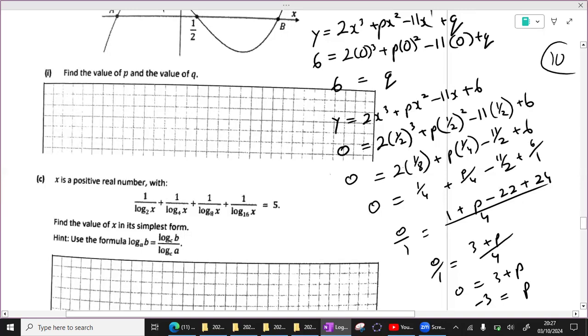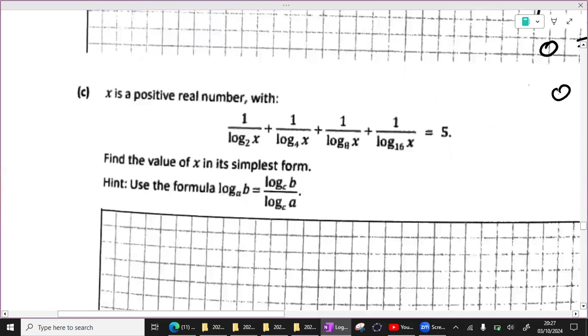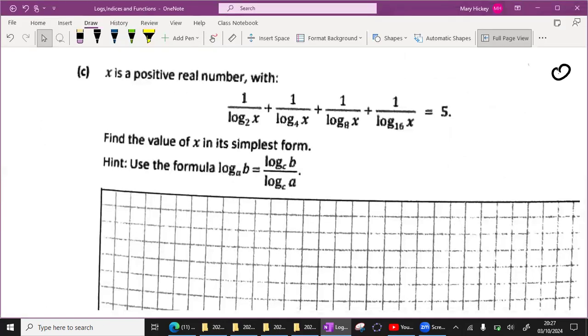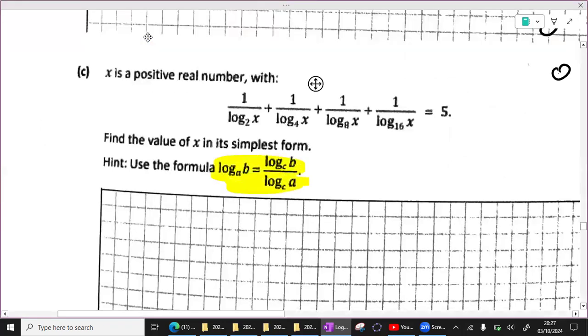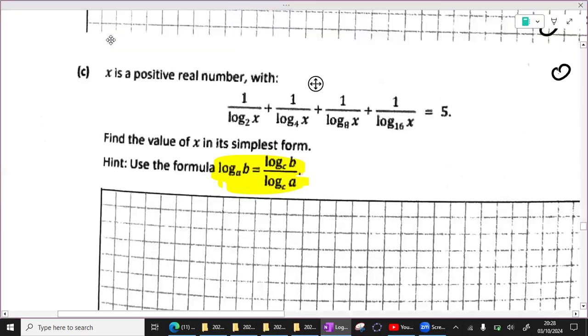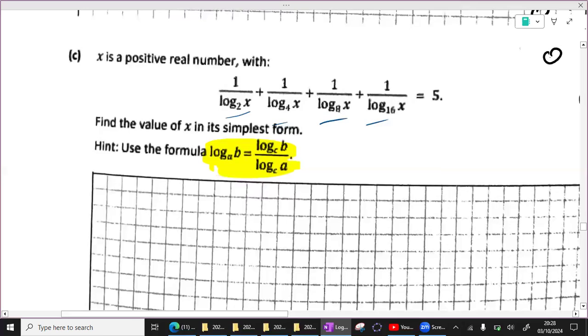The next one: x is a positive real number with the following. Now, this is identical actually to one we did in class. So I really hesitated to put it into the test because I thought maybe it's too like the one we did in class, too easy, but it proves it wasn't. So the first thing I noticed is all the bases are different. That's not good. I don't want that to happen. And then the second thing I think is the ones. Where would a 1 have come from?